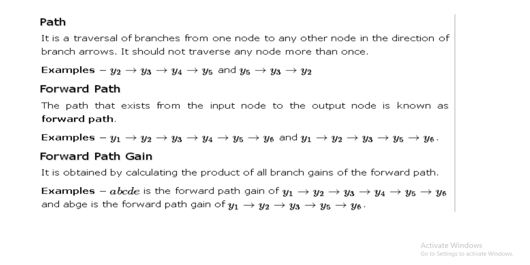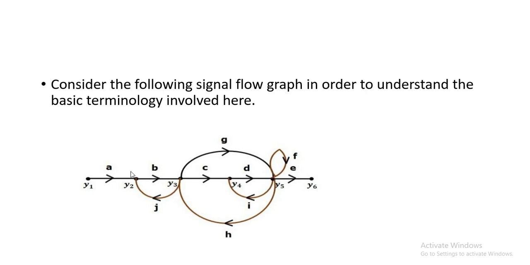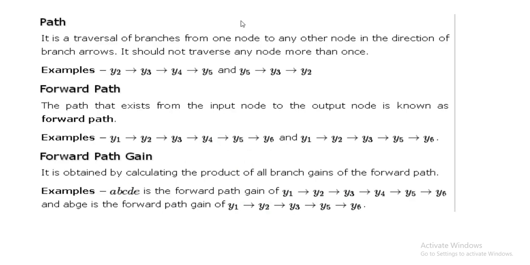The first thing is path. What do you mean by path? It is a traversal of branches from one node to any other node in the direction of the branch arrows. It should not traverse any node more than once. Means what? If you see y2, y3, y4, y5, this can be called a path. See here in this diagram, y2 to y3 to y4 to y5. So this is called a path.